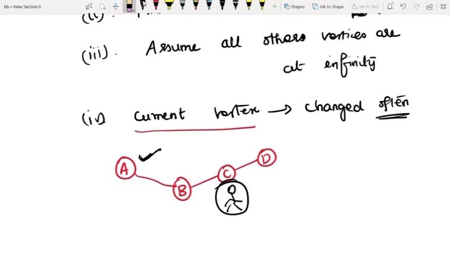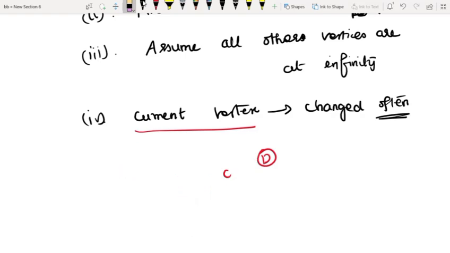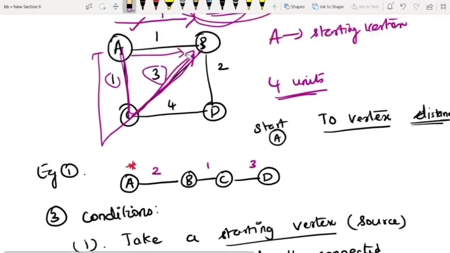So, current vertex is the term which will be changed often. The current vertex changes from one vertex to another. The idea is you have to walk through all the vertices and calculate the distance from A to that vertex. Say for example, I can stand at B and calculate the distance from A to C. Anyway, you are calculating the distance from A only to any other vertex, but the current vertex can be any vertex. That is the meaning of current vertex. I hope it is clear.